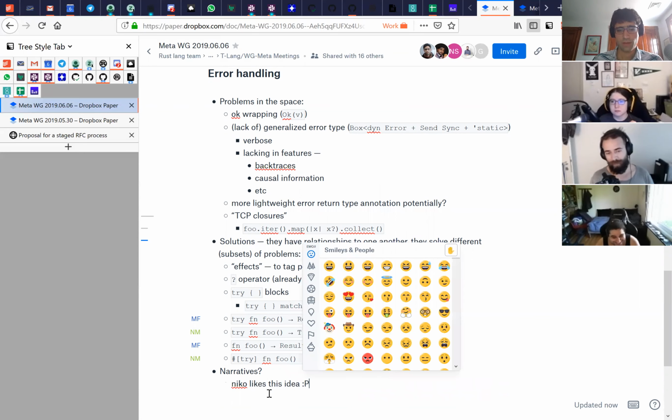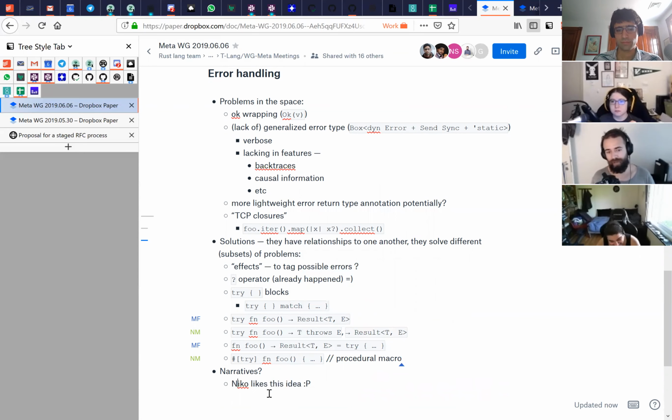I guess something that we're missing in this list of solutions is we're just looking at the try parts, but for example, adding backtraces is related to this whole thing, but it's a different family. Right. This would be its own RFC, I guess. Similar for causal information, likely.